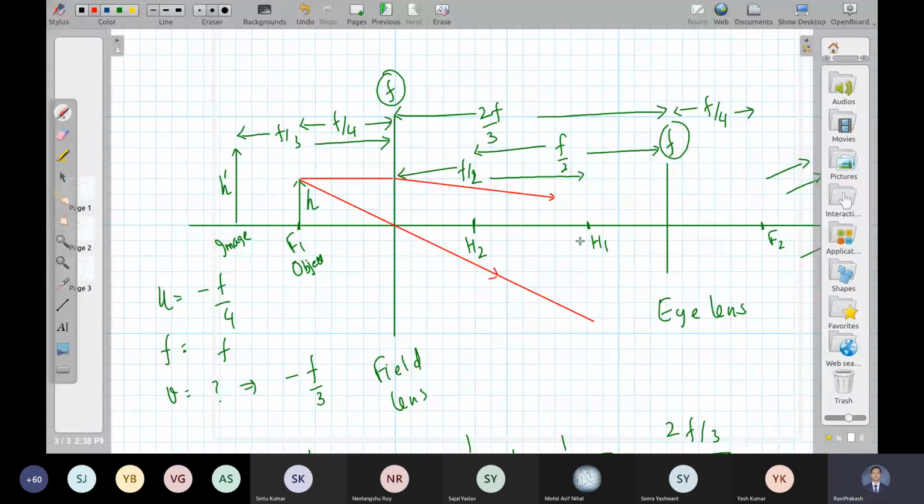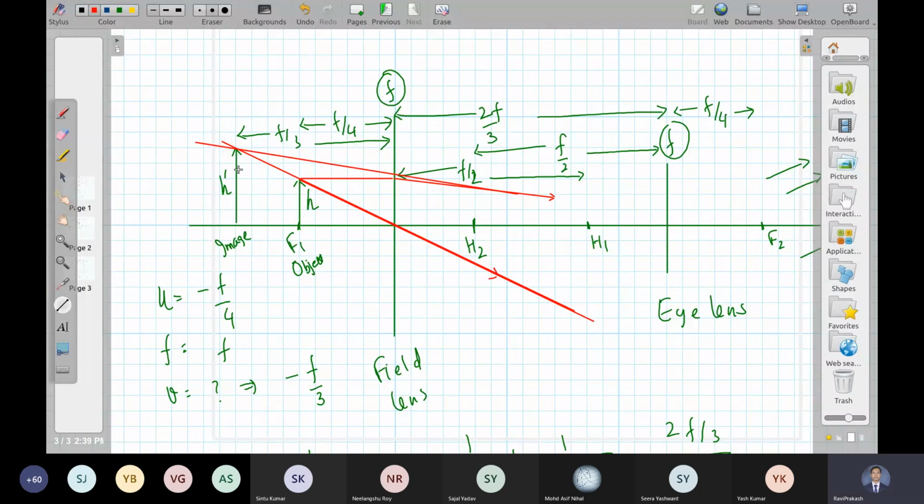They will pass through the eye lens and finally they will become parallel. After passing through the eye lens they become parallel. But if we draw them backward, they look like coming from here. Same with this also. Okay. So there is some minor error here.